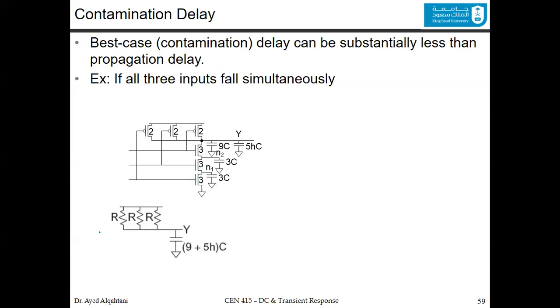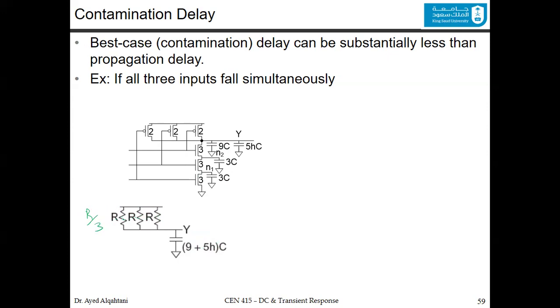This is indicated by the parallel resistance that you have here. We say that it's R over K. So 2R over 2 is only R. This is the parallel resistance. We have R, and we worry about this capacitance, which is 9 plus 5HC. From your study in basic electrical courses, for parallel resistors, if they have the same amount of resistance, then the total resistance would be R over 3.